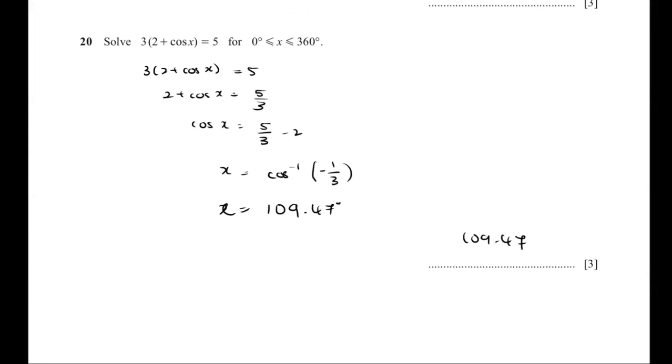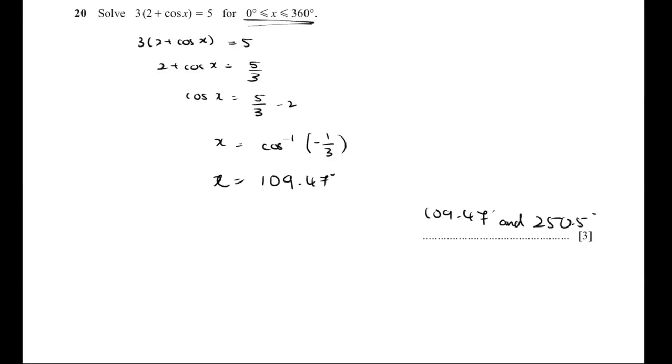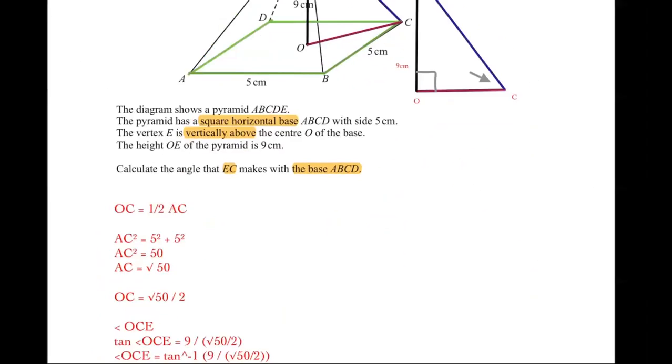Okay, so this one here, most likely there are two answers. So cosine means then you take 360 minus. 250.5. Because there are two values within 360. Okay, this one has been done.